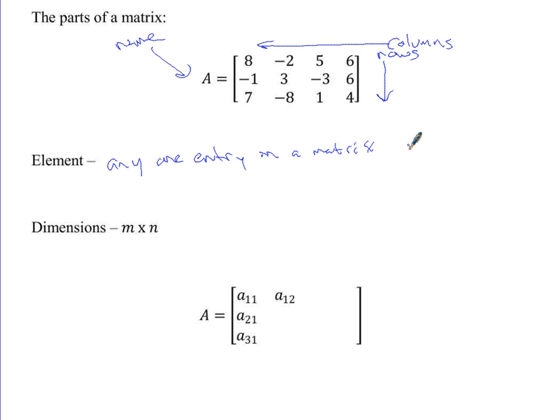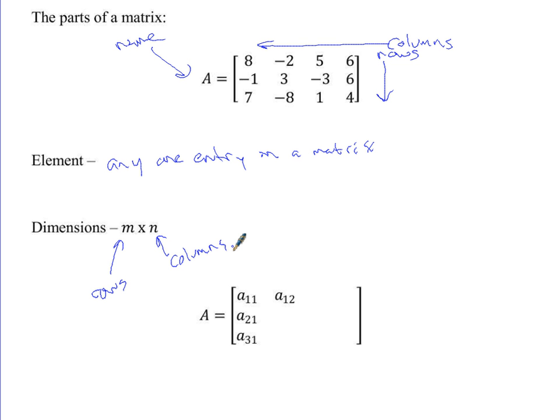The dimensions of a matrix are what we call m by n. M is the number of rows. N is the number of columns. It always goes row first, then column. In everything that we do with matrices, when we're talking about anything having to do with dimensions, row comes first, column comes second, always. So that's something you just have to kind of memorize.